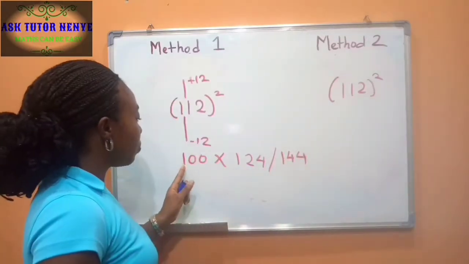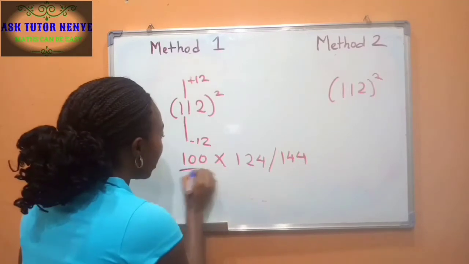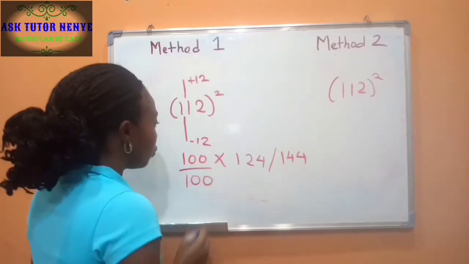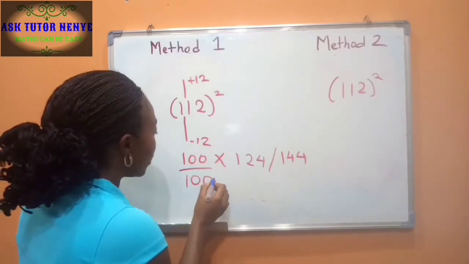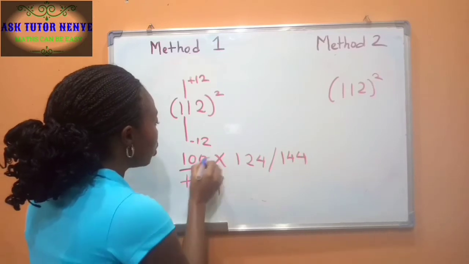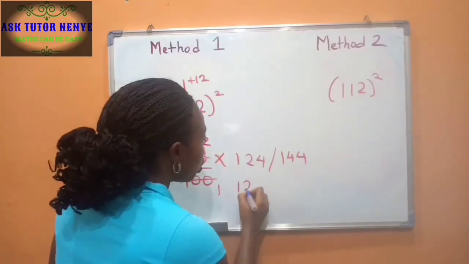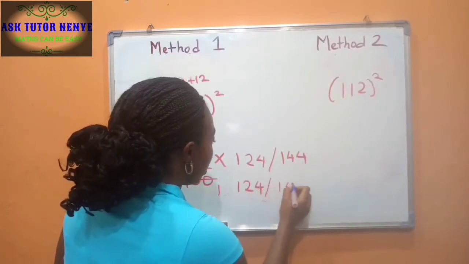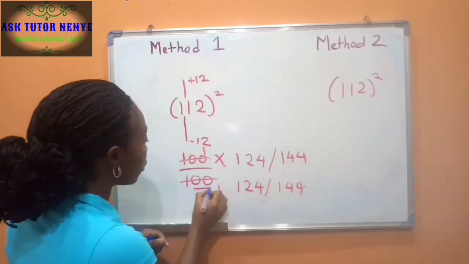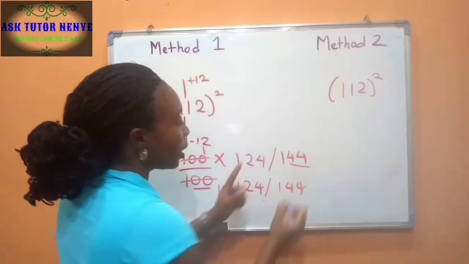Now, since the place value of 1 here is 100, we divide both this side by 100. Okay, and then when we divide, we're going to have 100 go here 1, 100 go here 1. 1 times 124 gives us 124. Now, since we have 2 zeros here, only 2 numbers are allowed to be here.